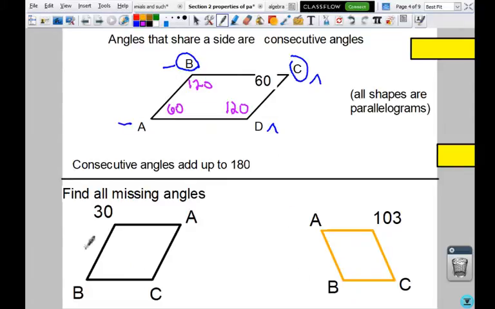Alright, so if I'm going to look at this bottom shape down here, pretty easy. B and this angle 30 are consecutive. If this is 30, this is going to be 150. And same thing, if B and C are consecutive here, if B is 150, C is 30. And then we keep going. C and A are consecutive. Gotta add up to 180.